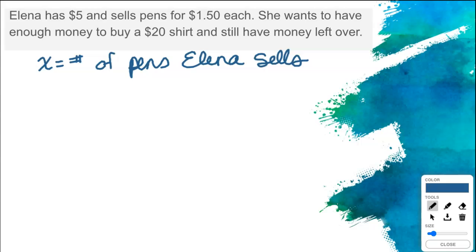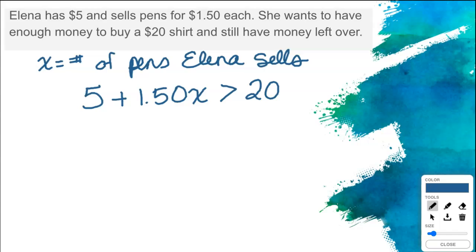After I do that, I want to think about the amount of money she has and what she's trying to get to. So she has $5, and every time she sells a pen, she gets $1.50. So she gets $1.50 times the number of pens she sells, and she already has the $5. So I'm going to write an expression that says 5 plus $1.50 times x. And I know with that money, she wants to have enough to buy a $20 shirt and still have money left over. So she needs to have more than $20. So I'm going to use the inequality symbol greater than. We want this to be greater than $20.